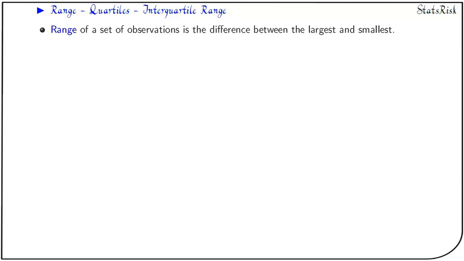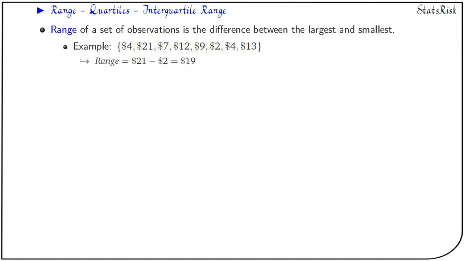The range of a set of observations is basically the difference between the largest and the smallest of those observations. For illustration, let us consider this set of observations in dollars. To calculate the range, the first thing to do is to identify the smallest and the largest of these observations. The smallest observation is $2, and the largest observation is $21. Therefore, the range is $21 minus $2, which gives $19.